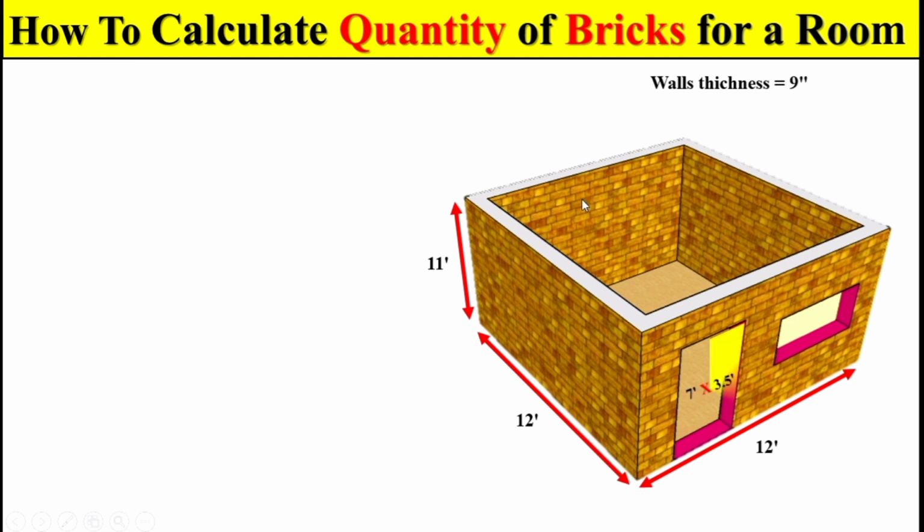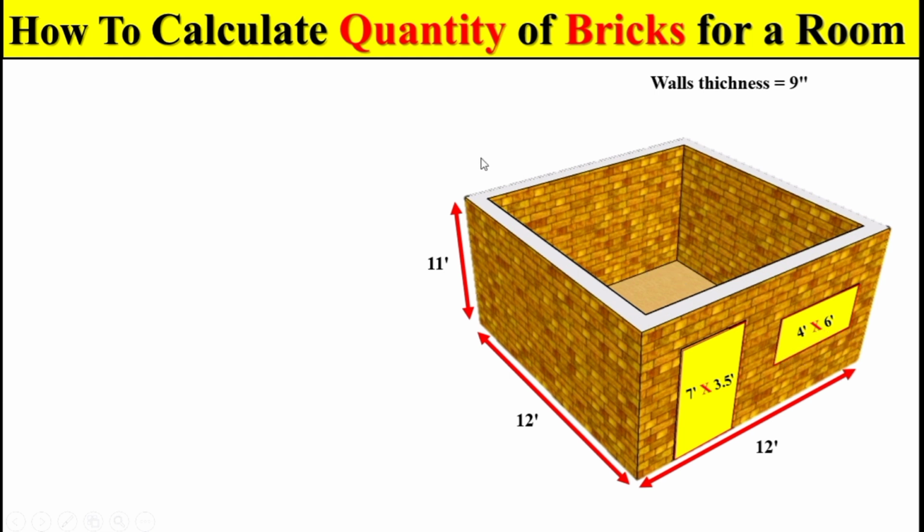And dear students, in the given data, it is also mentioned that the total height of the door is 7 feet and the total width of the door is 3.5 feet. And it is also mentioned that the total height of this window is 4 feet and the total length of the window is 6 feet.